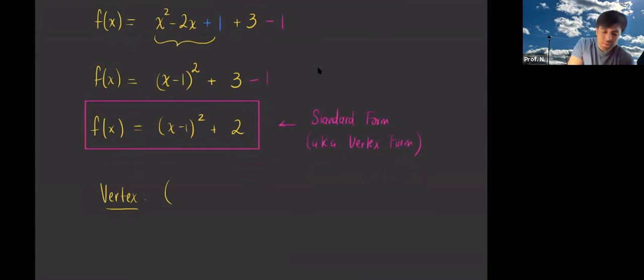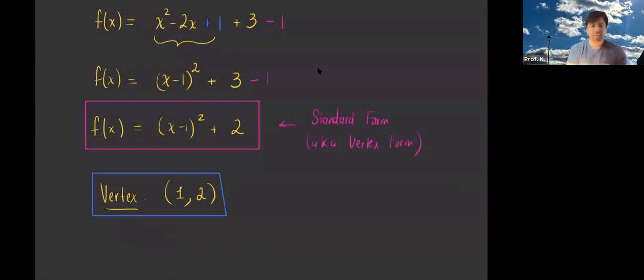What's the transformation here? That minus 1, remember that minus 1 when you subtract it from the x value, shifts it to the right. So then my minus 1 will become a positive 1 for the x coordinate of my vertex. And then the 2 value will be the y coordinate. So it's going to be 1 comma 2. Does everybody see that?